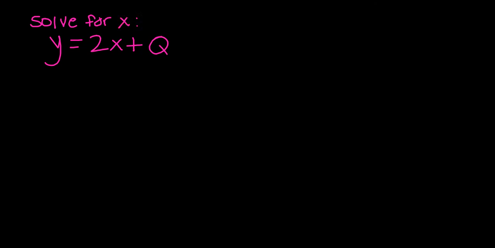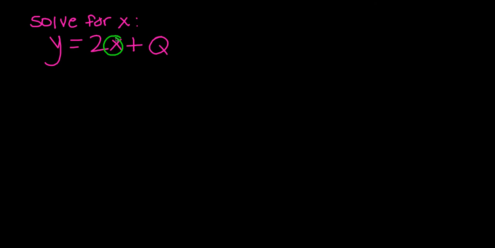I'm going to look at the equation y equals 2x plus q. And what makes this a literal equation is that it has multiple variables in it. We have a y, an x, and a q. And I'm going to ask us to solve this literal equation for x. Solve for x. So the first thing I would like us to do is identify where that variable is in our equation. So here's our x. I'm going to circle it.